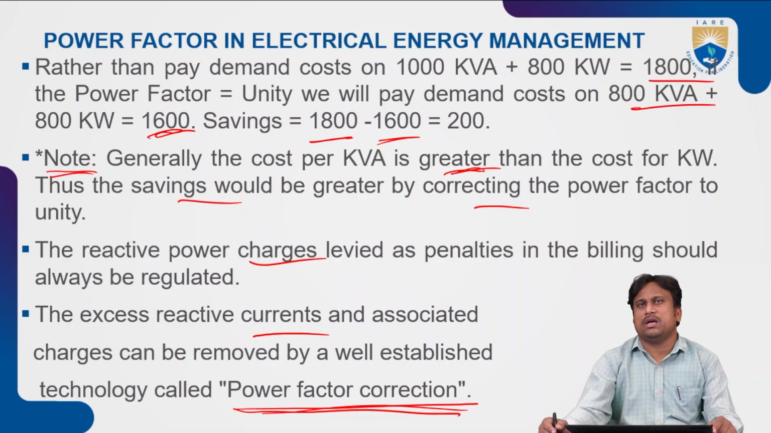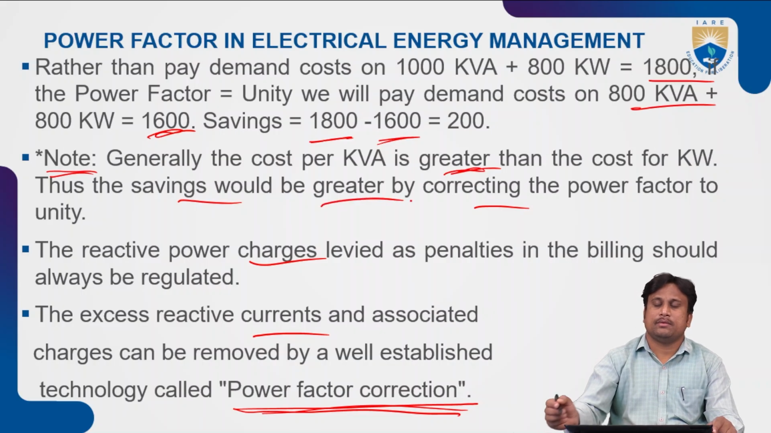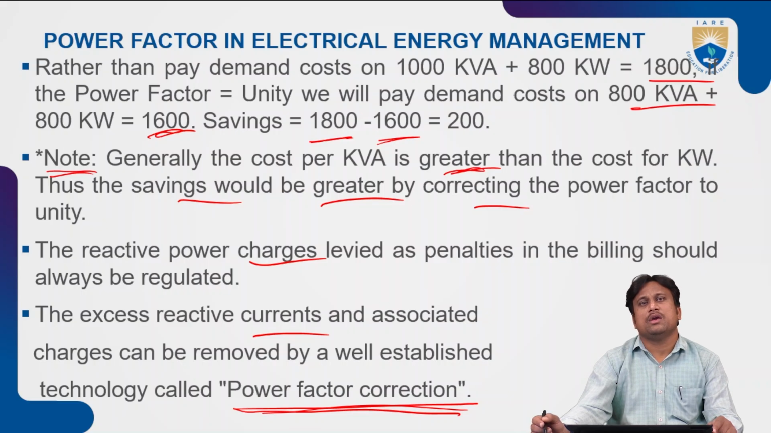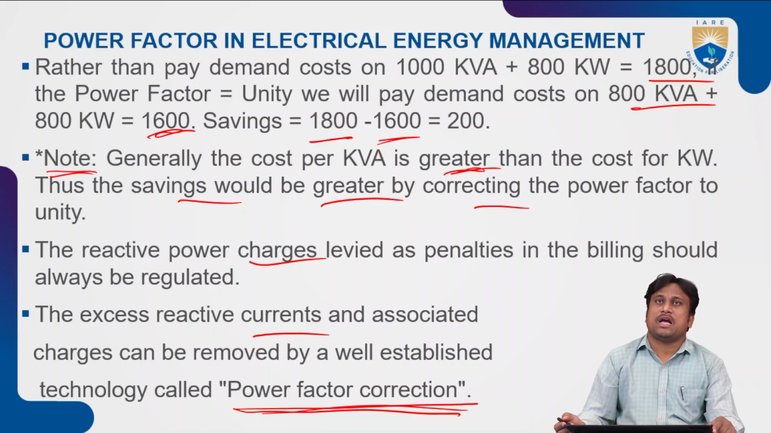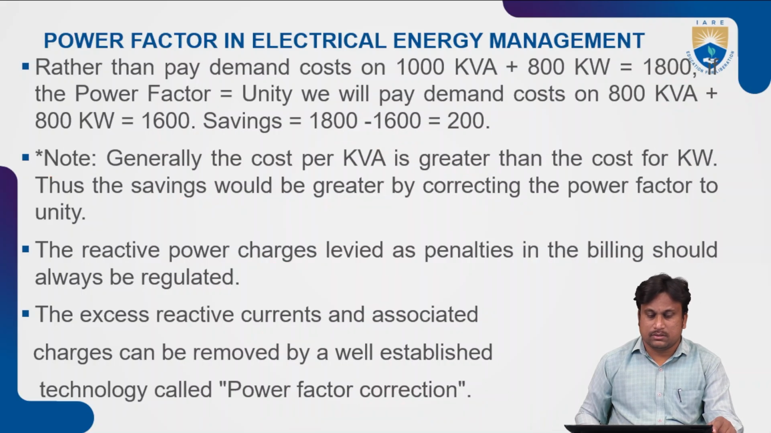So rather than paying the demand cost, you should treat the savings in the entire electrical charges. At unity we will pay demand cost on the given kVA and kilowatt range. That resultant gives the saving of power. The cost per kVA may be greater than the cost of the kilowatt range, so saving should be greater only by correcting the power factor to the unity case. This we must treat by introducing power factor correction devices into the systems.